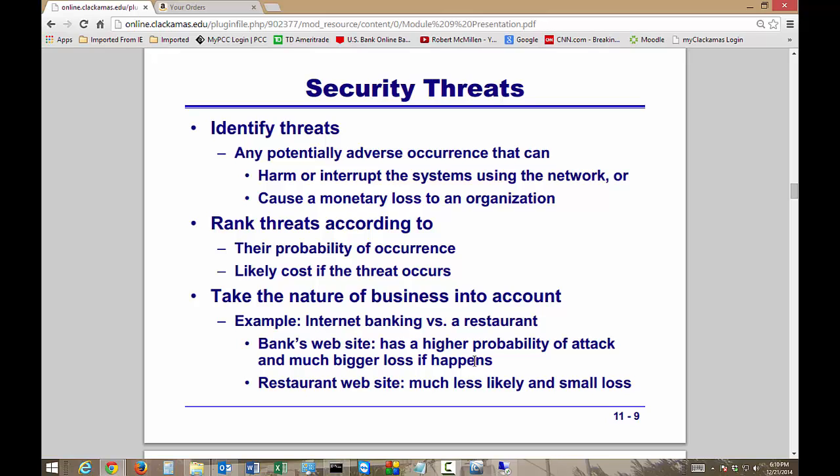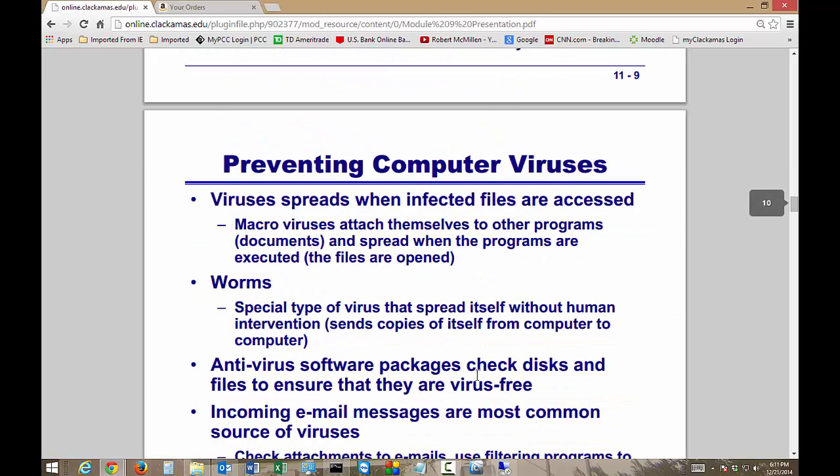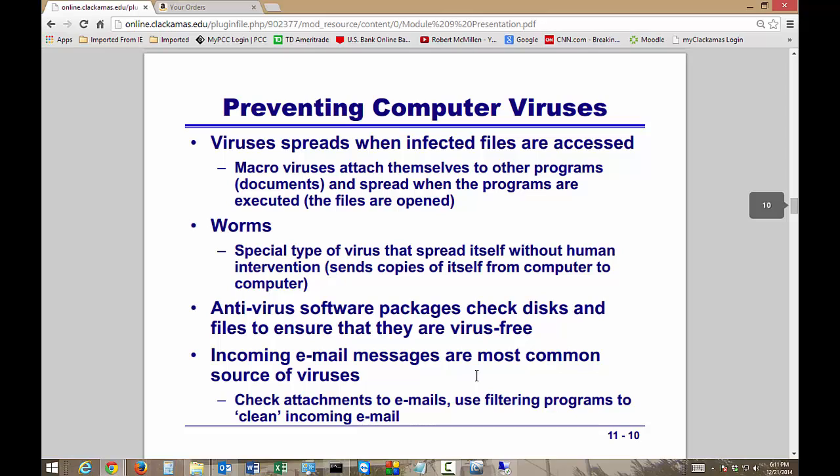Rank those threats according to their probability of occurrence and likely cost if the threat occurs. Take the nature of the business into account. So, for example, a banking type of business is going to have different risks than a restaurant might have, and be a bigger target too at the bank.